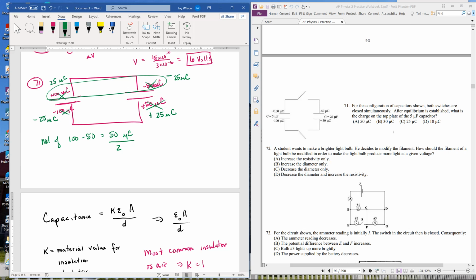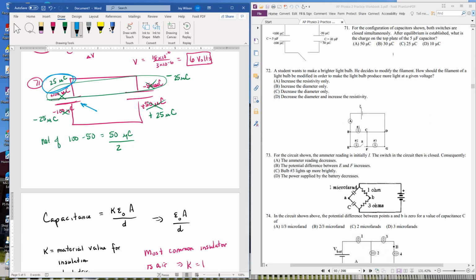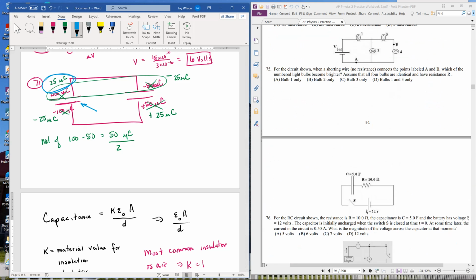So they ask, what's the charge on the top plate of the 5? So what is the charge here? 25 microcoulombs. That's how it works. 25 microcoulombs would be the net charge. Okay, so let's do one.